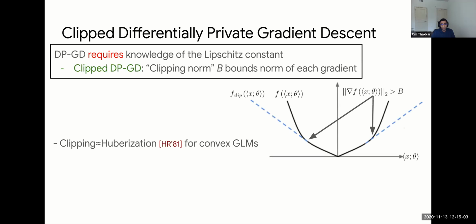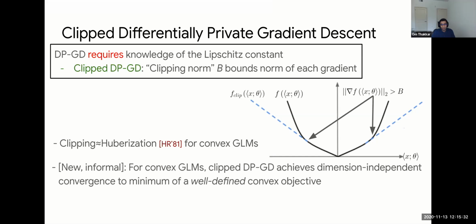So in this work, we characterize the clipping operation as a variant of Huberization for convex GLMs. We can visualize this via the following example. Here, the x-axis denotes the dot product of x and theta. The y-axis denotes the objective value. The solid line represents the function, and the dotted lines are what the function would correspond to after clipping. So here, the kinks are basically where the gradient value exceeds the clipping norm B.